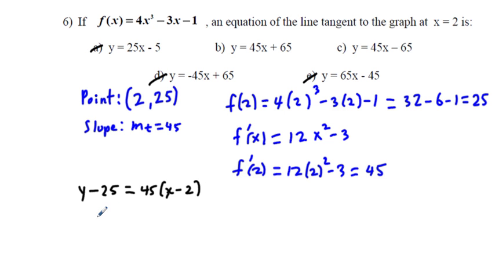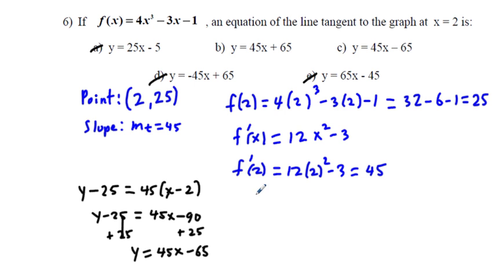Next, simplify out. We have y minus 25 is equal to 45x minus 90. Negative 2 times 45 is negative 90. So we have plus 25 on each side, plus 25. And we have y equals 45x, and negative 90 plus 25 is going to be minus 65. So our correct answer is going to be C.